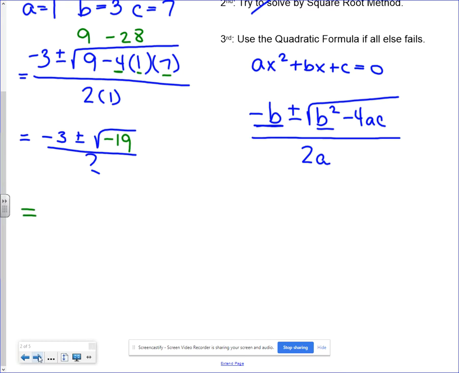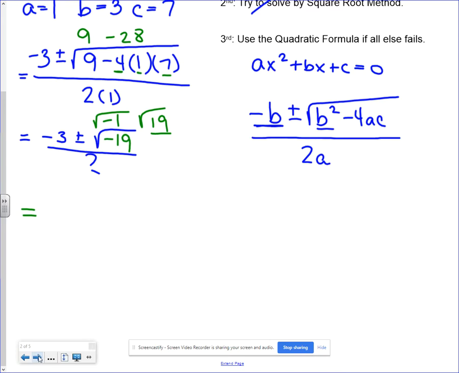So we've got to simplify the square root of -19. Well, I can break that down to the square root of -1 times the square root of 19. Does 19 have a perfect square that goes into it? No. So the square root of 19 can't be reduced.